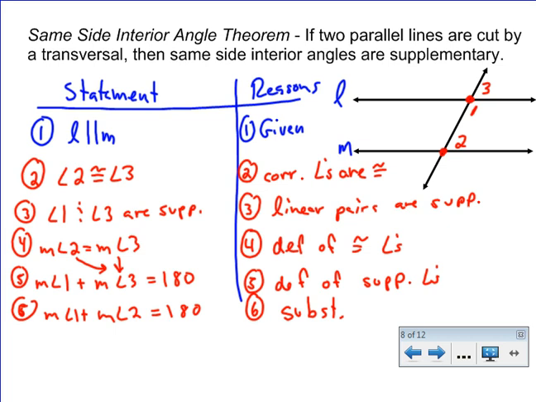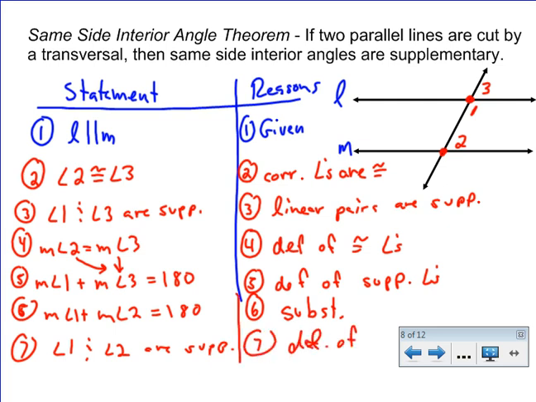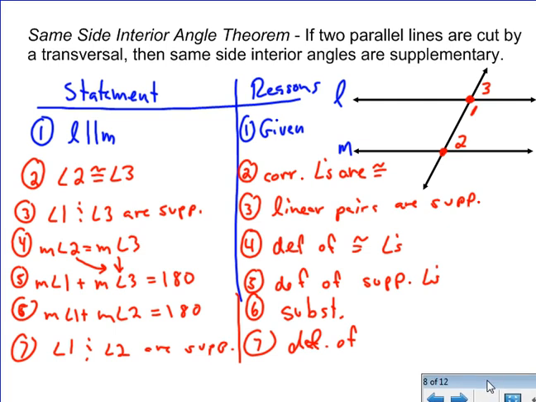I wanted measure of angle 1 plus measure of angle 2 to equal 180, so I just claim what I was going to claim, which is angle 1 and angle 2 are supplementary. And we know they're supplementary because our definition of supplementary angles says so. And so we write down just definition of supplementary angles, and we are done with this proof. And we are confident now that when we have parallel lines, same side interior angles are supplementary.